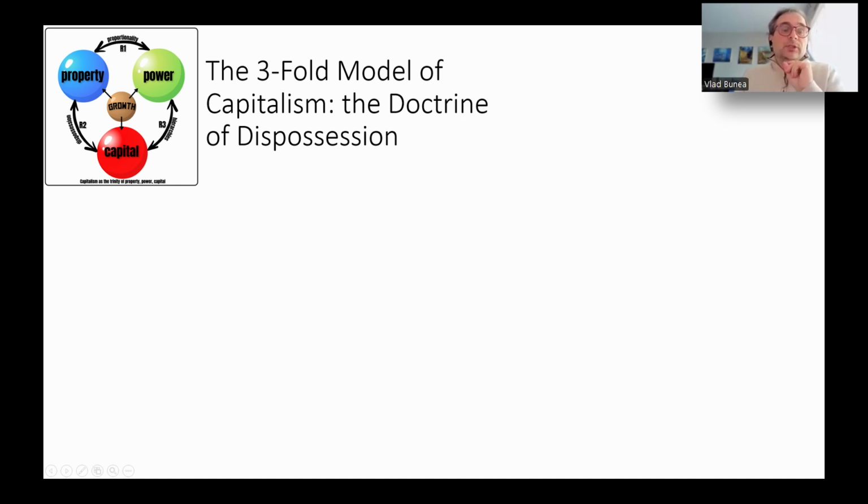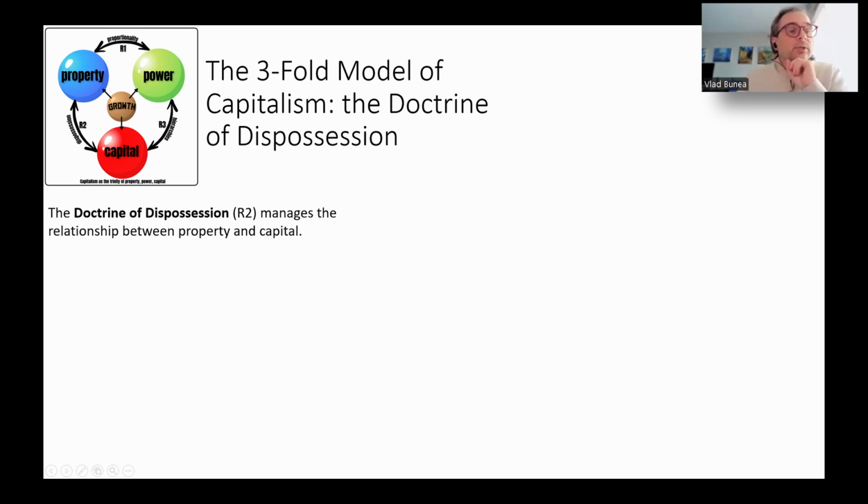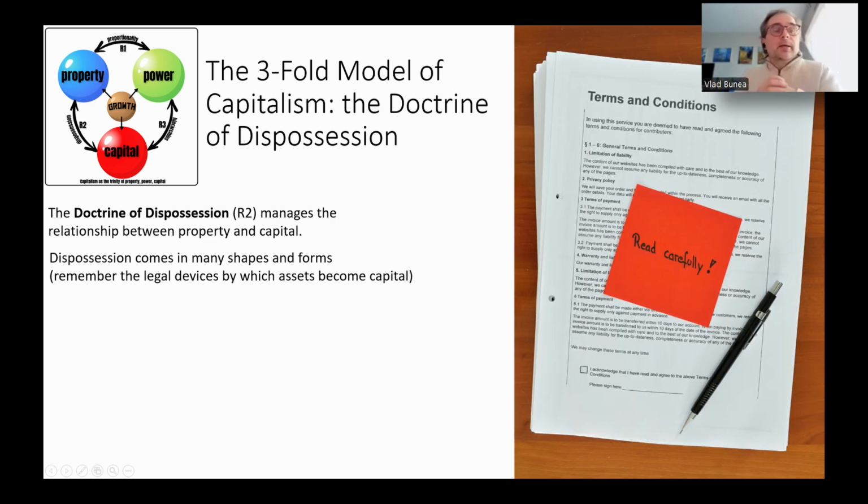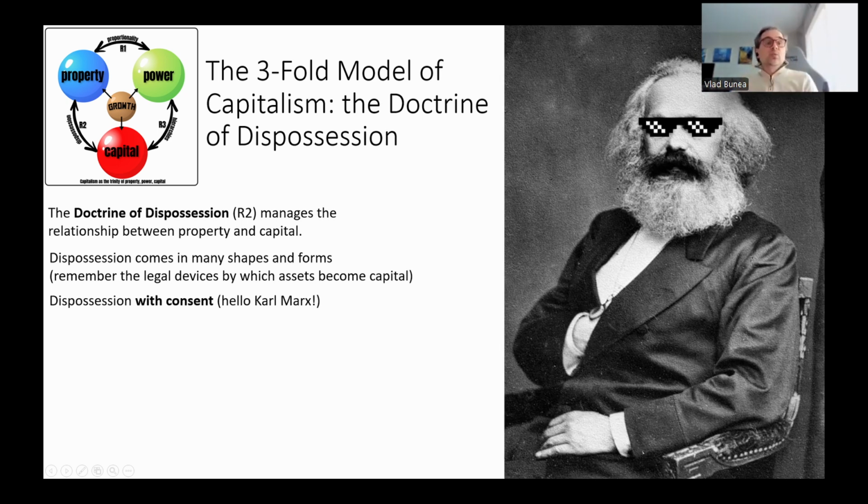We will move now to the doctrine of dispossession, which is the link between property and capital. It's the double arrow on the left. Dispossession comes in many shapes and forms. Remember, we talked briefly about the legal devices in which assets become capital. I will focus on just a few examples of dispossession. I will look first at dispossession with consent and without consent.